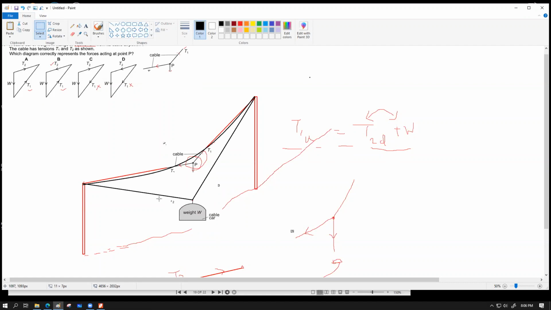If this is the scenario, in that case also the tension is going to work away from the junction point, and this tension is going to work away from the junction point. So this is going to work that way. So the weight will not essentially cause the T2 to become inward. It will always cause the T2 to become outward. That's what I meant.